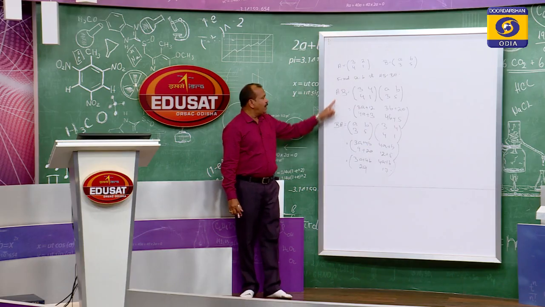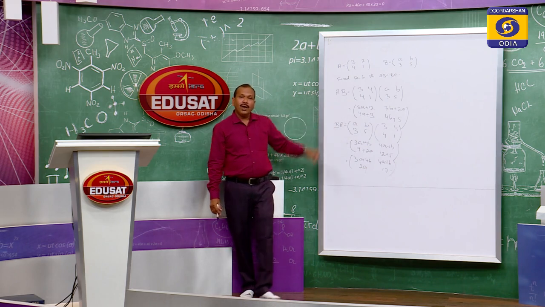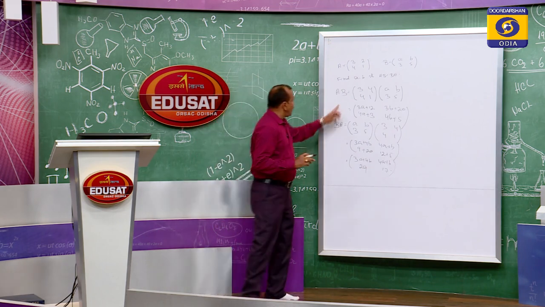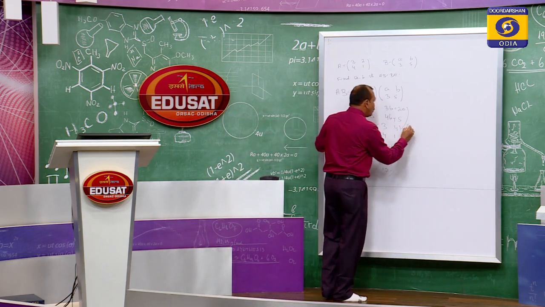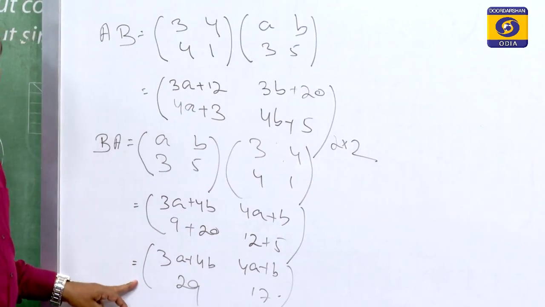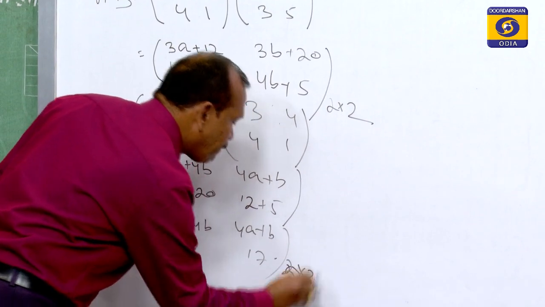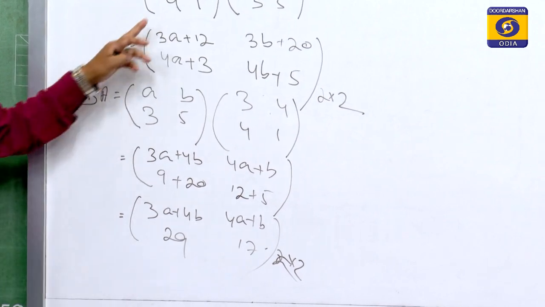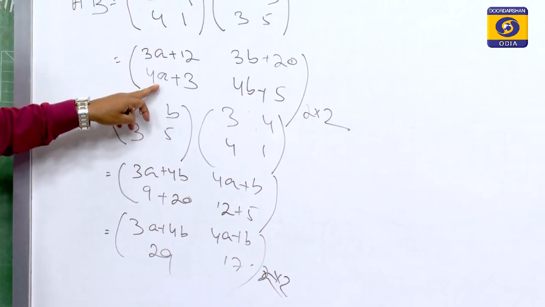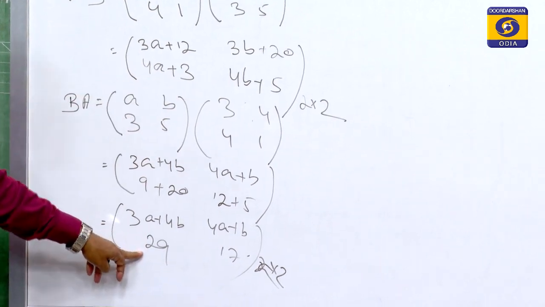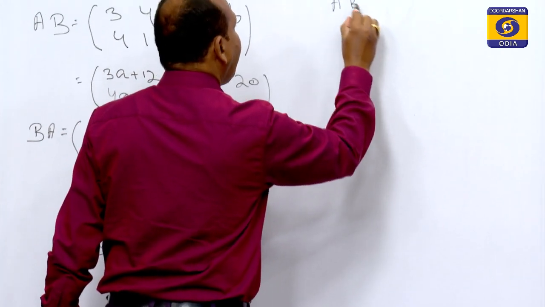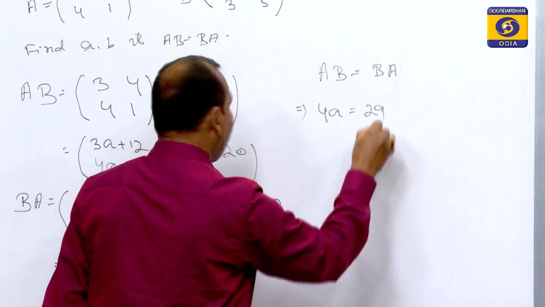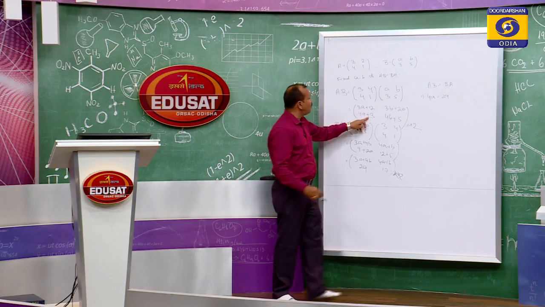Now AB is equal to BA. Two matrices are equal whenever their order is the same and the corresponding elements are the same. Here AB is a matrix having order 2 cross 2 and BA is a matrix having order 2 cross 2. They have the same order, so the corresponding elements are the same. Corresponding elements means the second row and first column, so 4a plus 3 is equal to 29.